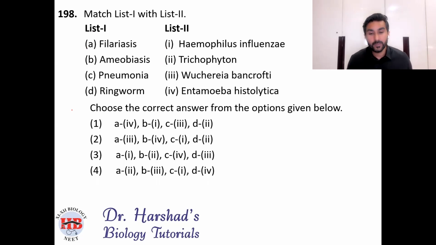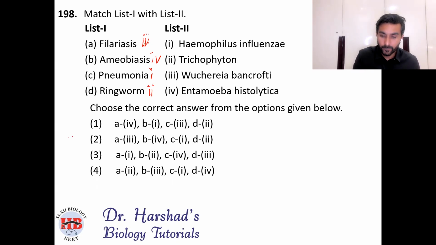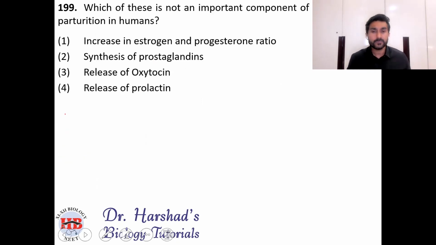The next question is about the human health and disease chapter. Filariasis is caused by which agent? So statement A would match with 3. Amoebiasis is caused by Entamoeba, so B would match with 4. Pneumonia is caused by Haemophilus, so C would match with statement 1. Ringworm is caused by Trichophyton fungus, so D would match with 2. So A3, B4, C1, D2, that's option number 2. We go to the next question.